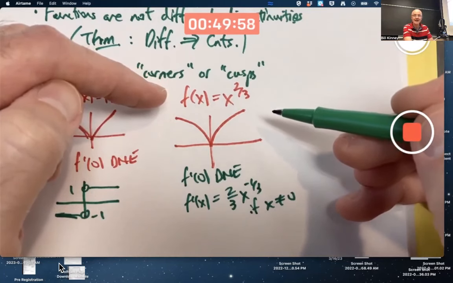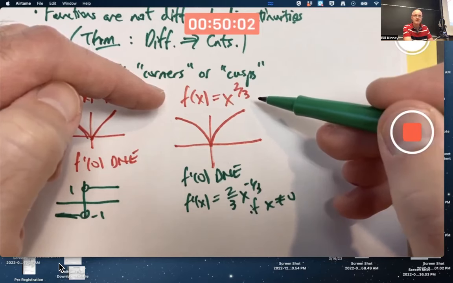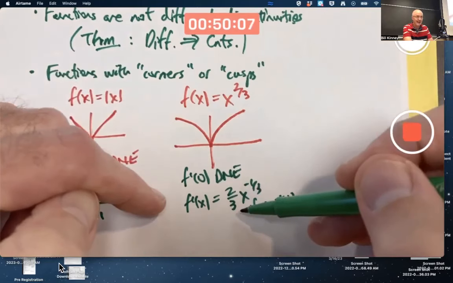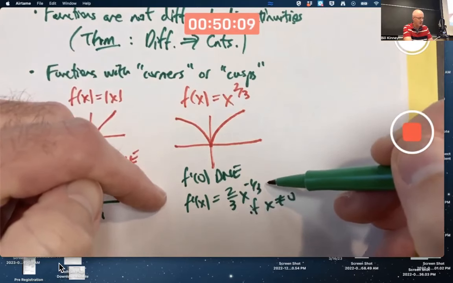Derivative of x to the n is n times x to the n minus 1. N is 2/3 here. N can be any number. 2/3 times x to the n minus 1. 2/3 minus 1 is -1/3.